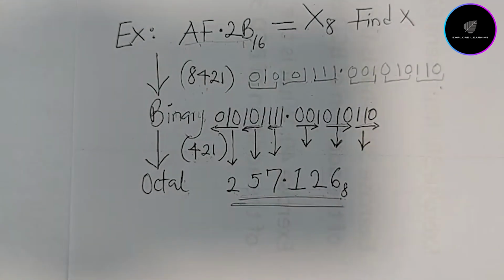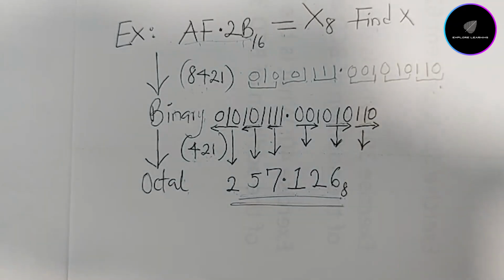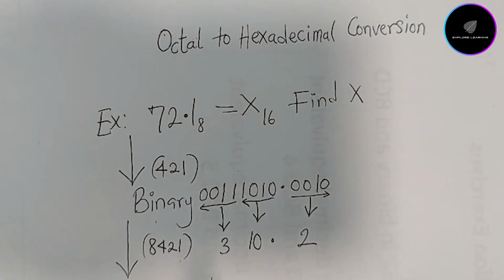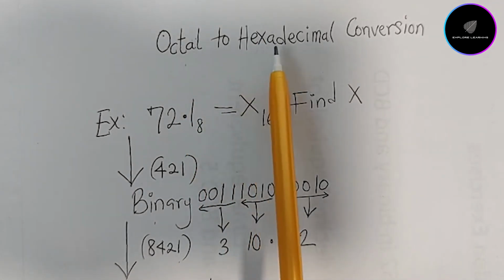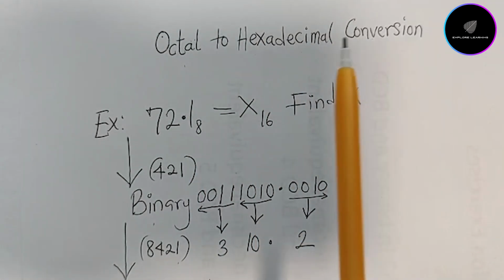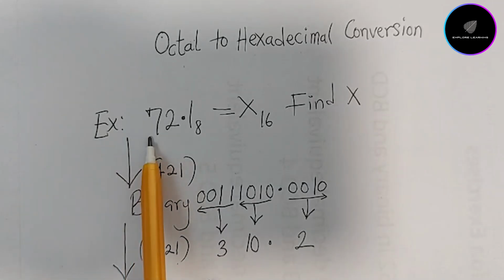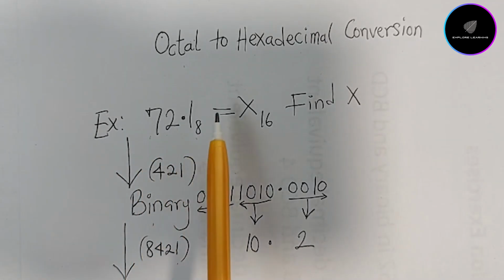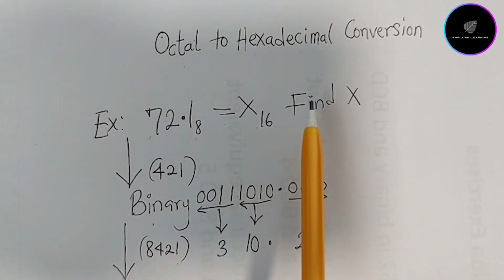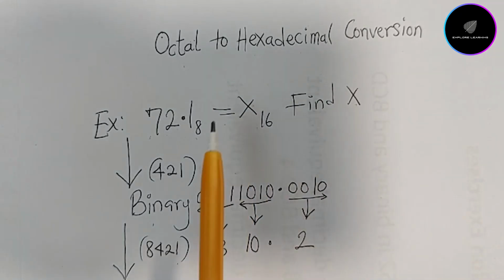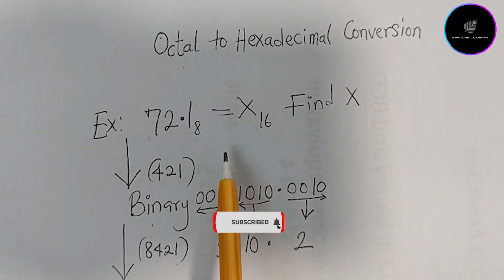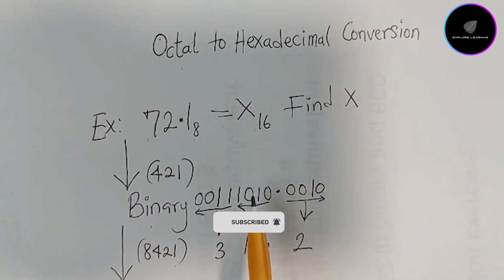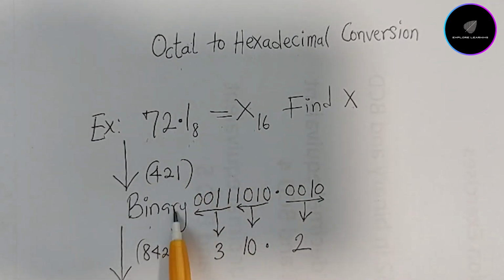Now let's take another example where we have to convert octal to the hexadecimal number system. You have this example that says 72.1 base 8 equals x base 16, find x. Now we're converting octal to hexadecimal. Like I said, the procedure is that we need to pass through a mediator. It means we need to convert first to binary, and from binary we convert to hexadecimal.